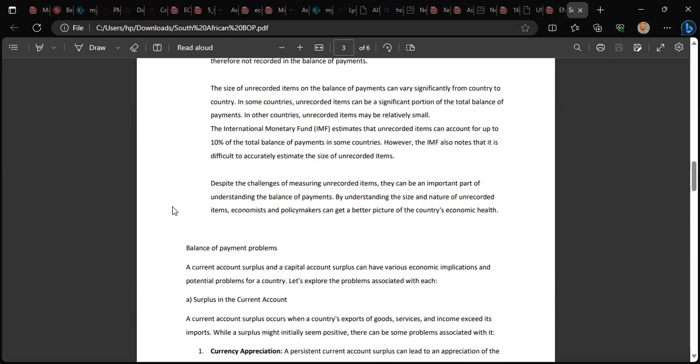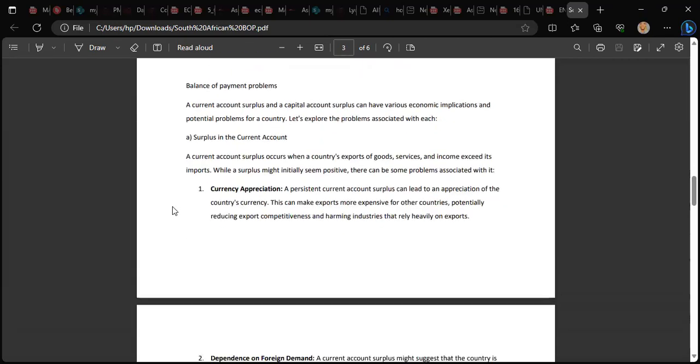so we will not know what that constitutes, right? The unrecorded items basically force the balance of payments to balance, right? It's going to balance because it has to balance in the accounting sense. But the fact that the balance of payments balances doesn't mean that there are no balance of payments problems, right? There are going to be balance of payments problems. And where do those problems come from?